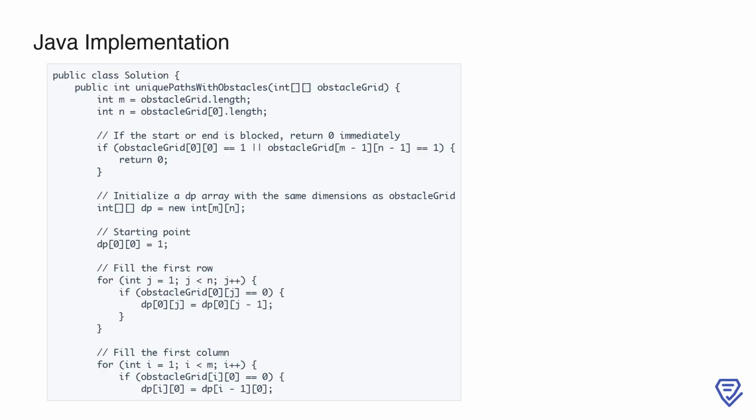The starting point, DP[0][0], is initialized to 1 because there is exactly one way to be at the starting point. After that, we proceed to fill the first row. If a cell in the first row is not blocked, it inherits its value from the cell to its left because the only way to reach it is from the left. Similarly, for the first column, if a cell is not blocked, its value is determined by the cell directly above it, since the only way to reach it is from above.